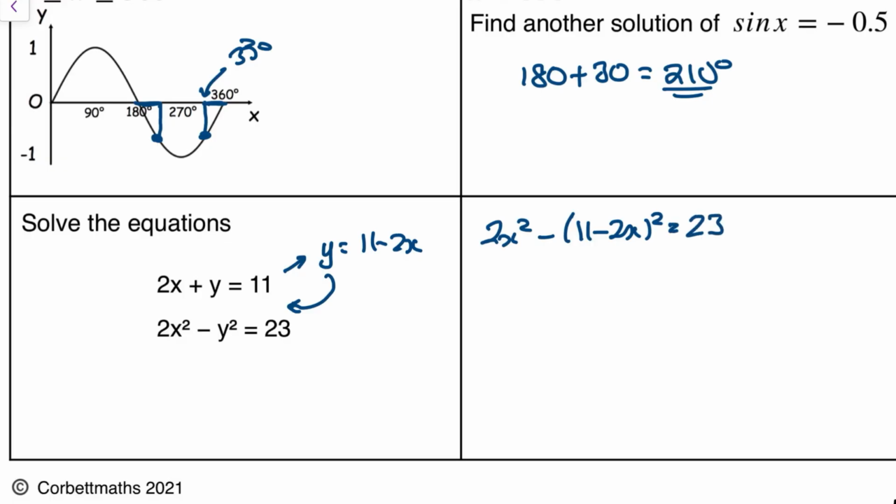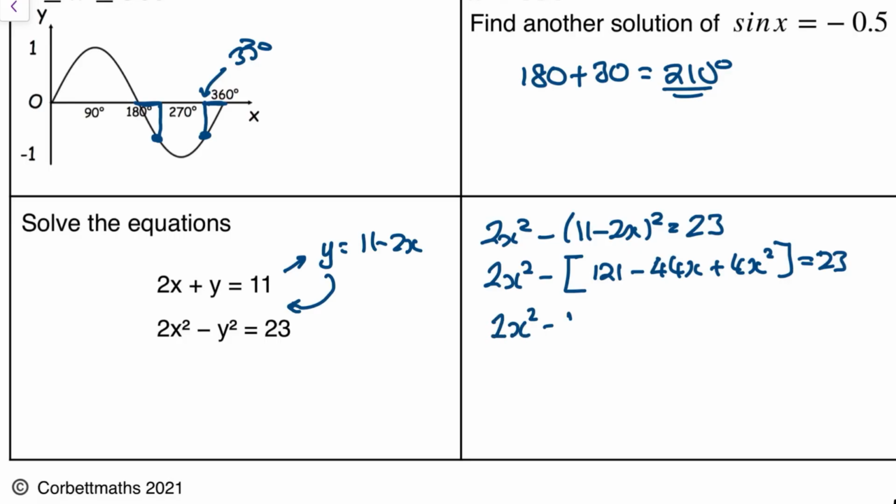Now, really easy to mess this up, so as neat as I can. So it's going to be 2x squared minus, I'm going to do the expanding first, 121 minus 2 times 11 is 22, times 2 is 44, x plus 4x squared equals 23. Then I'm going to expand my bracket, so that's going to be 2x squared minus 121 minus is plus and minus 4x, and move the 23 over.